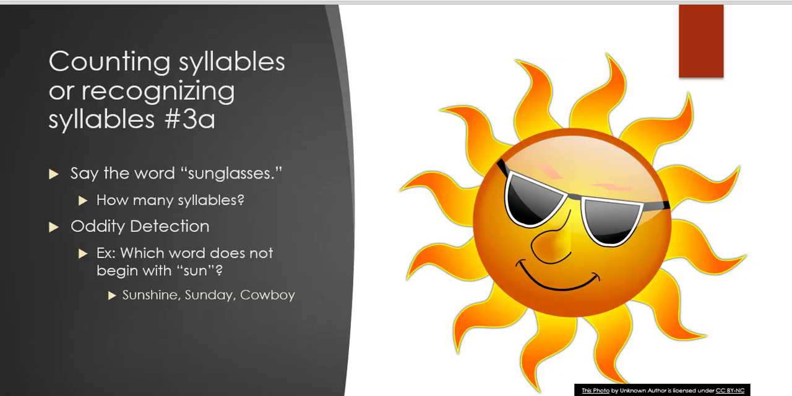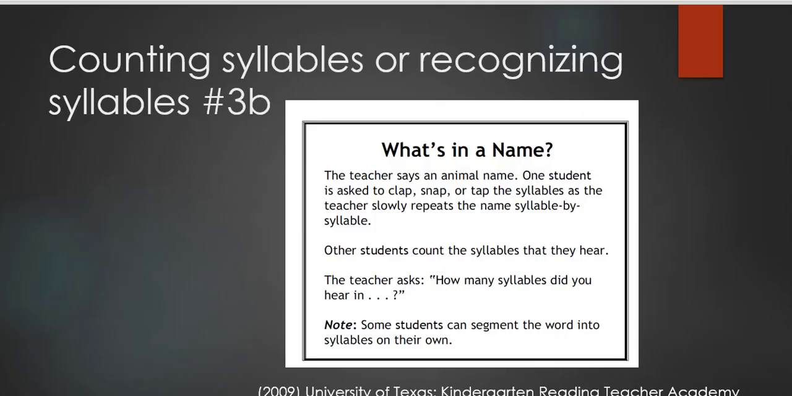For counting or recognizing syllables, one activity involves using spoken words. Say the word sunglasses, ask the student to tell how many syllables the word has. Oddity detection is another activity. The teacher says 3 words, sunshine, Sunday, cowboy, and asks which one does not begin with sun. What's in a name is an activity that involves counting syllables. The teacher holds up an animal figure, picture, or simply says an animal name. One student is asked to clap, snap, or tap the syllables as the teacher slowly repeats the name.